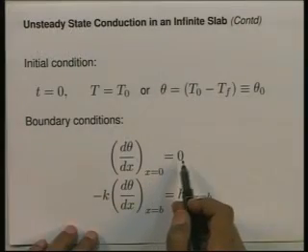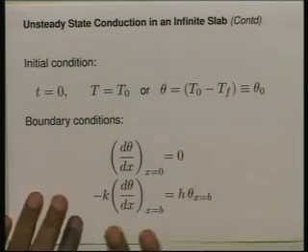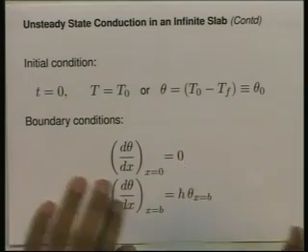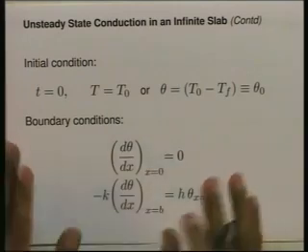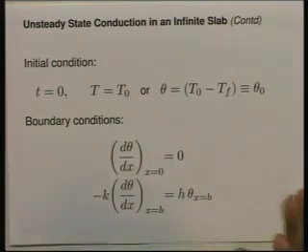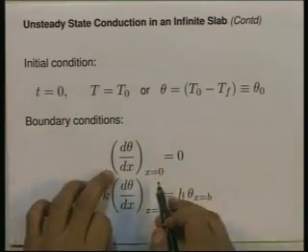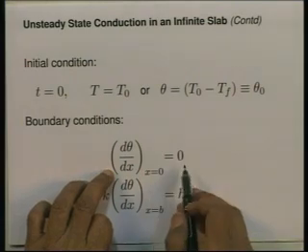We will say d theta/dx at x equal to 0 is equal to 0 by symmetry, because symmetry requires that the temperature distribution in the positive half and the negative half, one must be the mirror image of the other. That is the requirement of symmetry for x equal to 0. If you want one to be the mirror image of the other, then obviously d theta/dx at x equal to 0 must be equal to 0.